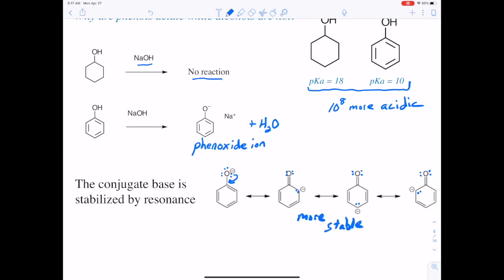If we try to make this alkoxide ion, this is less stable because the negative charge is localized on the oxygen. It cannot move through resonance and lower its energy by occupying a larger volume.